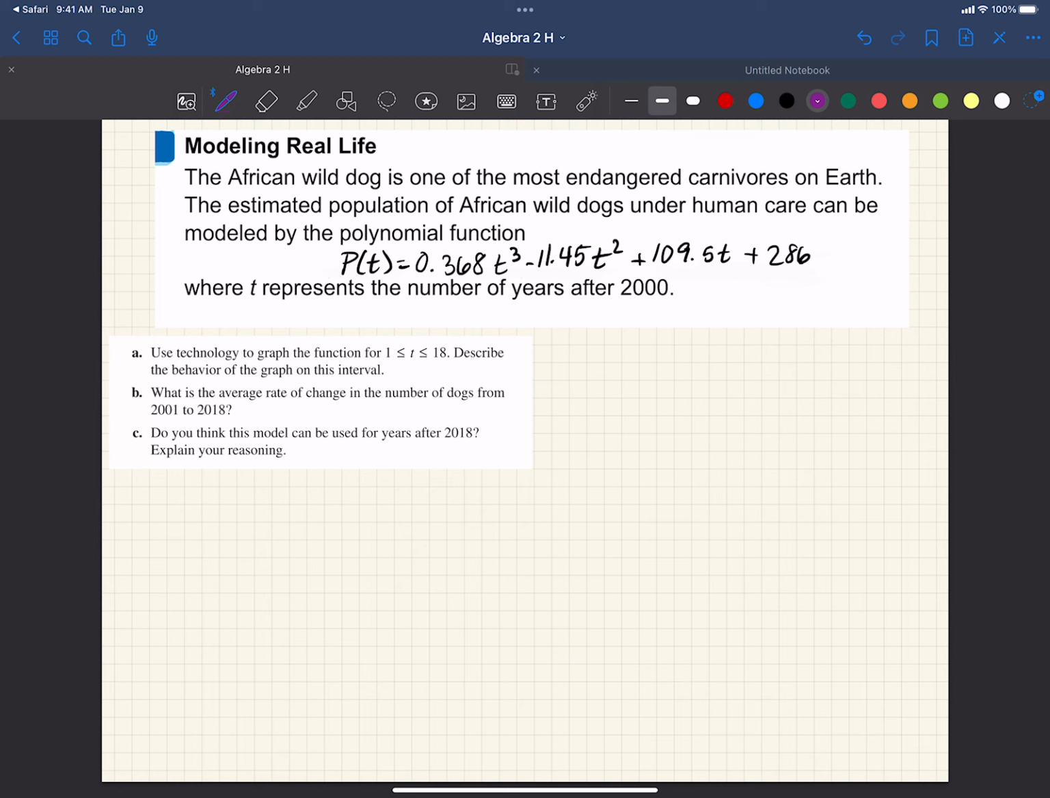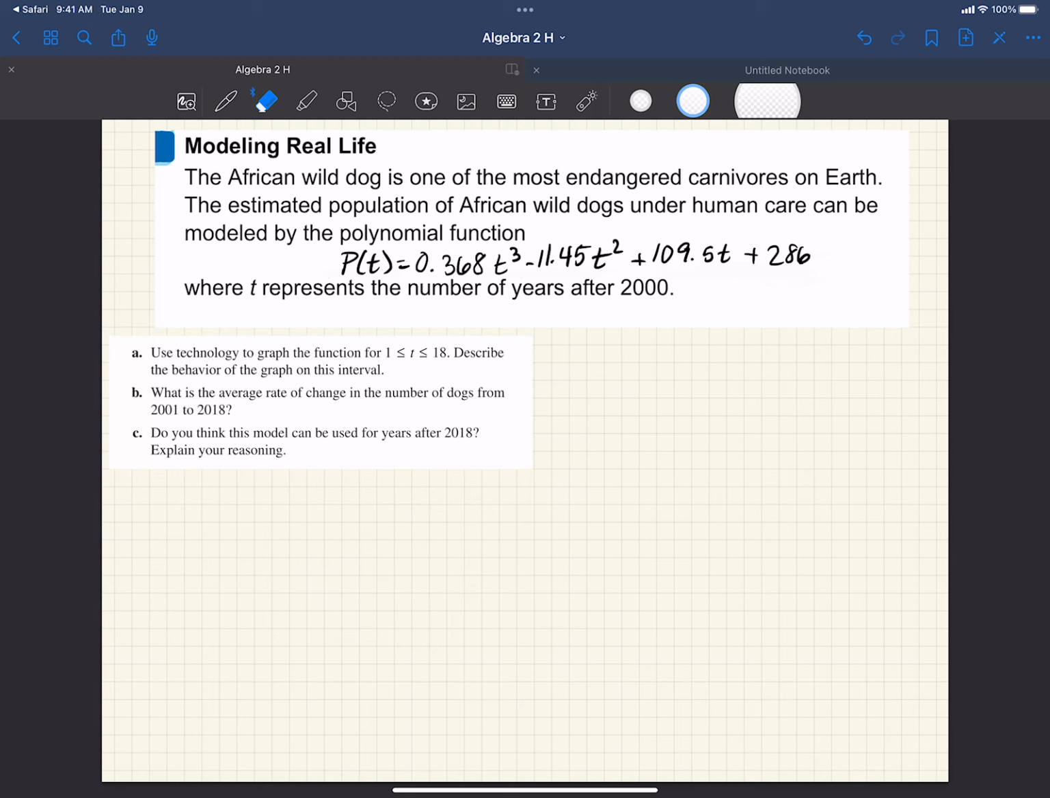So, modeling real life: the African wild dog is one of the most endangered carnivores on Earth. The estimated population of African wild dogs under human care can be modeled by the polynomial function. There it is, where t represents the number of years after 2000. So 5 years after 2000 would be 2005. So that's what the graph is going to look like. Now, the first thing it says is use technology to graph the function.